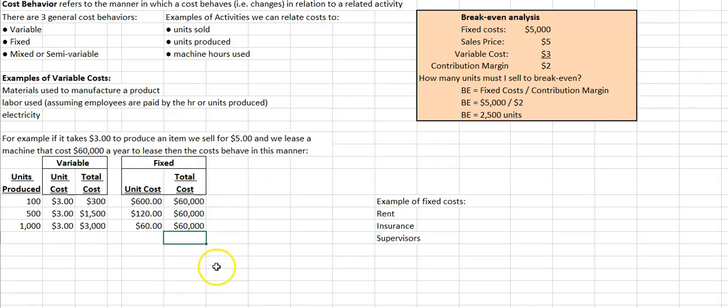Okay, so if I produce 100 units, my total variable cost goes up, right? It's going to be $300 because each unit costs me $3 to produce. If I produce 500 units, each unit will cost me $3 to produce, and so my total cost is going to be $1,500. If I produce 1,000 units, my total variable cost is going to be $3,000. So as you can see, this cost goes up as I produce more units.